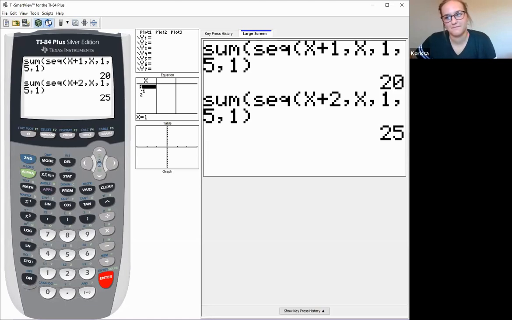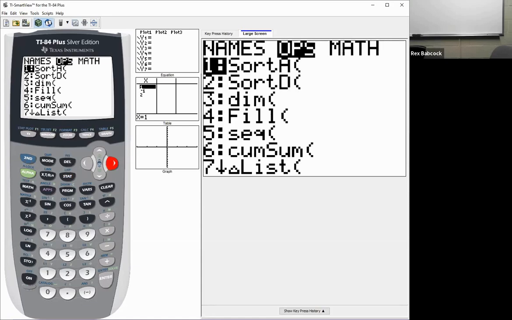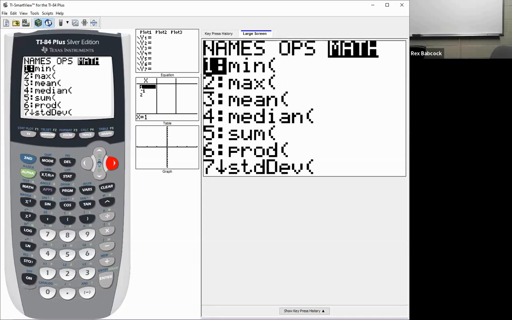Sure. The first thing you want on your calculator is sum. And you hit second stack. Now that stack key is 1 below and 2 over from your second key. And you go over, ops is the second one, you go over to the third one. And it's number 5. You see number 5 says sum, enter.